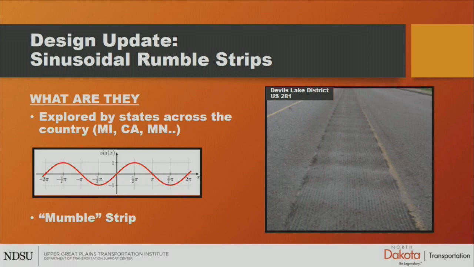So, we already use traditional rumble strips, and everybody is predominantly accustomed to those. They have square or angular edges, and they work. So, question here is, why should we fix something that isn't broken? But a lot of different options have been explored by different states across the country to try to find an alternative to those strip cuts or those angular edges.